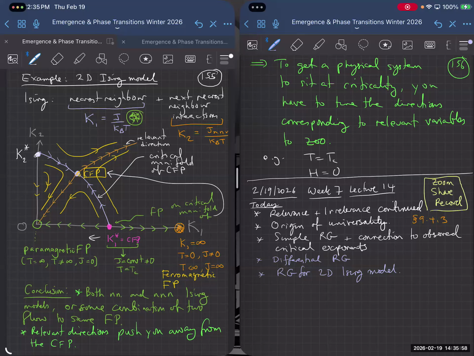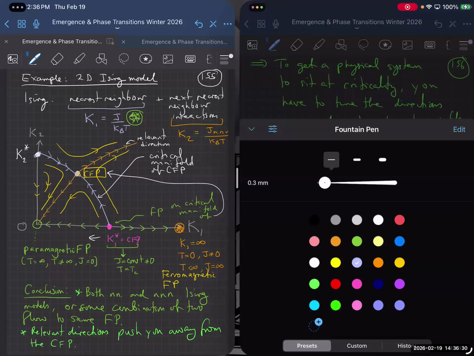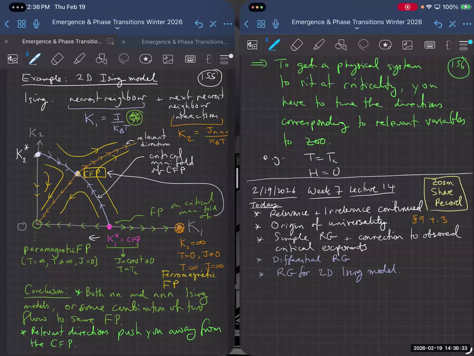We talked about the relevant directions. The relevant directions push you away from the critical fixed point. And since the relevant directions push you away from the fixed point, that means that if you want to get to the critical point, you have to tune the variables that correspond to the relevant variables so that they are 0. Otherwise, if they're not 0, then you get pushed away. So the relevant directions correspond to the variables that you need to tune to have some specific value in order to be at the critical point.